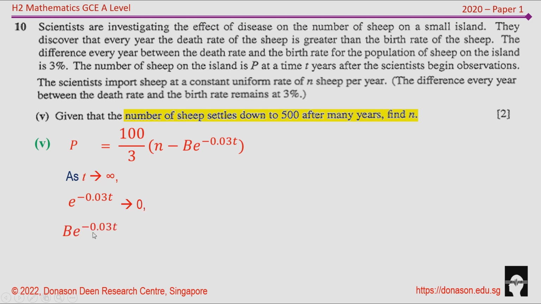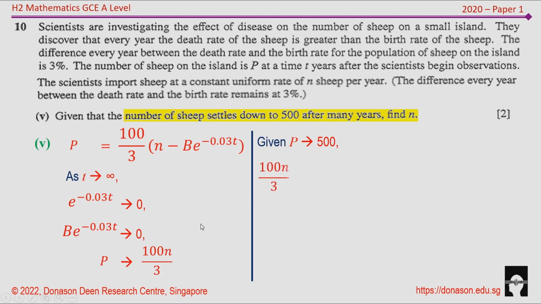And then if you multiply 0 by any number, it's still going to be 0. So b e to the power of negative 0.03t is also going to be equal to 0. From n, I am going to subtract a small number, which is almost 0. So p is simply going to become 100 over 3 times n. So that is what the population is going to become. And this population is what they say settles down to 500. So given p tends to 500, it's going to be almost equal to 500. So in other words, 100n over 3 is going to be almost equal to 500.